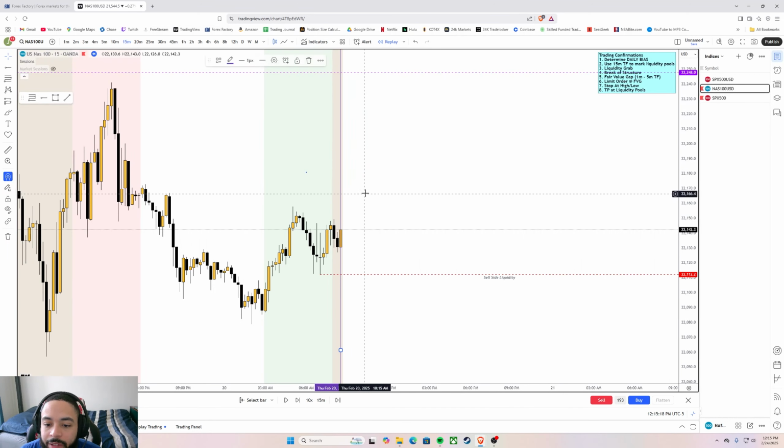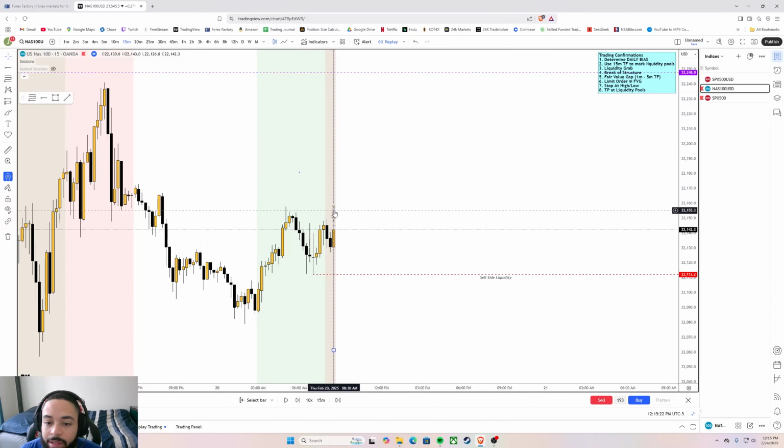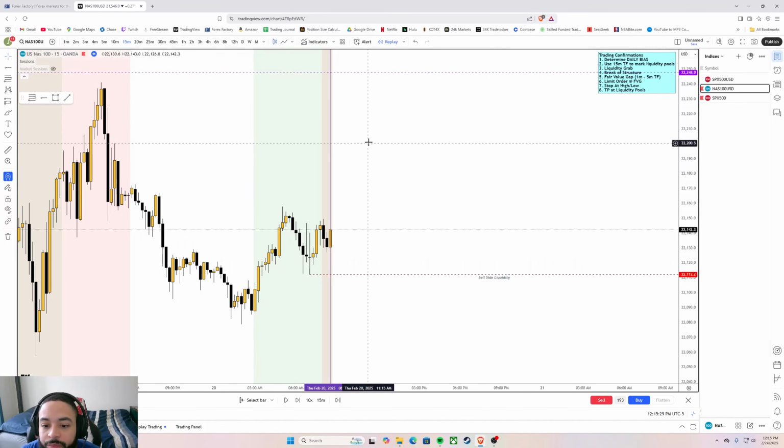So this is the sell side liquidity right here, because here we have the 8:30 candle. This is the most obvious swing low. So here we have the sell side liquidity, because remember, we want to take price up. We want to take price higher because we are bullish on price.